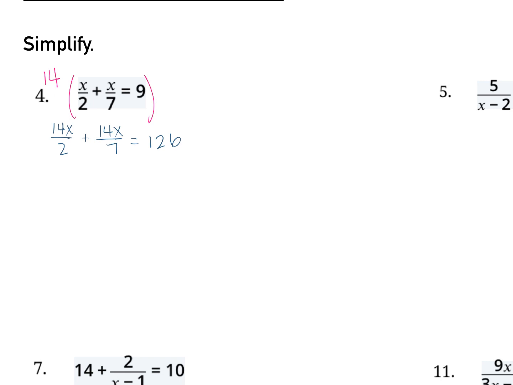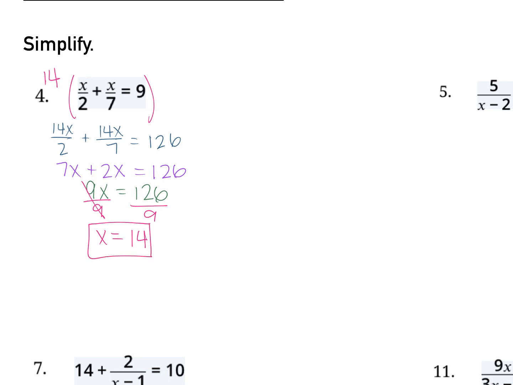So you're going to simplify. The 14 over 2 is 7x, and the 14 over 7 is 2x, is equal to 126. We add our like terms here to give us 9x is equal to 126. We divide each side by the 9. 9 goes into 12 one time, you have 3 left over, and 9 goes into 36 4 times. So x is equal to 14.